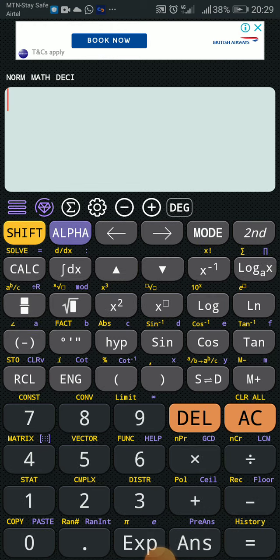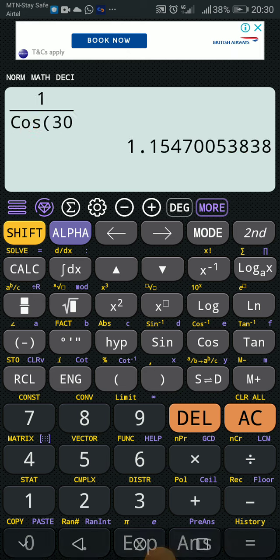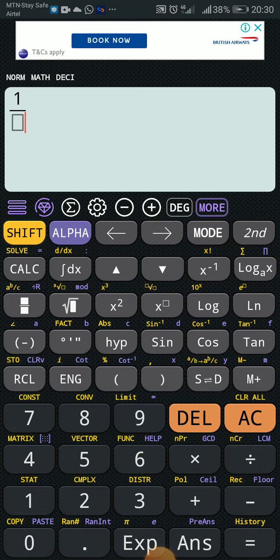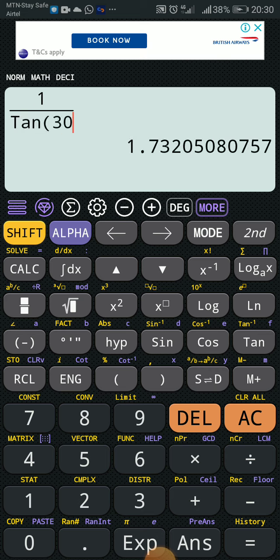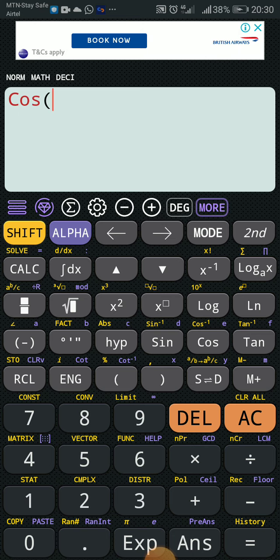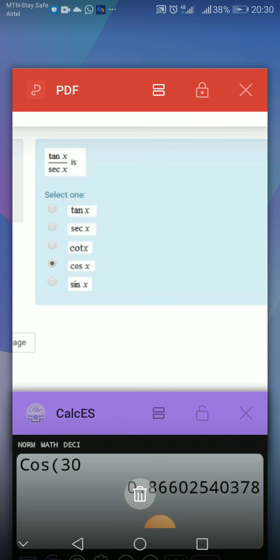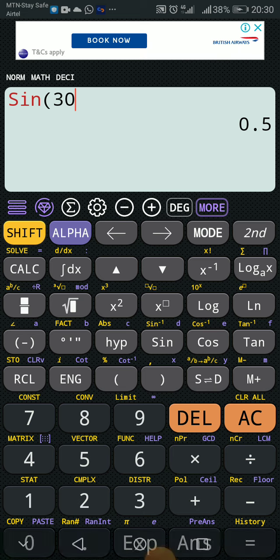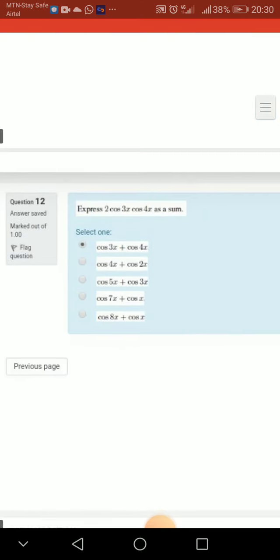The next one is sec 30. Sec 30 also means 1 over cos 30. It's not giving me 0.5. So I try cot 30. Cot means 1 over tan, so I will say 1 over tan 30. It's not giving me the same answer. Then the next one is cos x. So let's see, cos 30. Cos 30 is not giving me the same answer. Then the last one is sine 30. So I'll try sine 30. See, giving me 0.5. So sine 30 is the answer. That gives me 0.5 as that expression we saw up there. Okay, that's how you go about it. So let's see the next question.